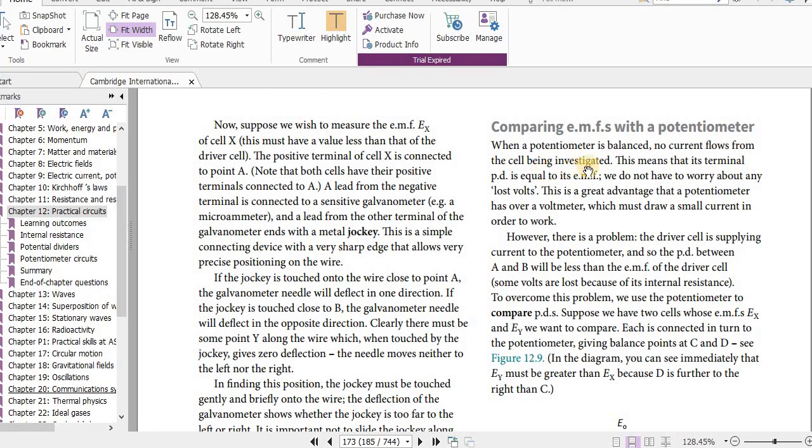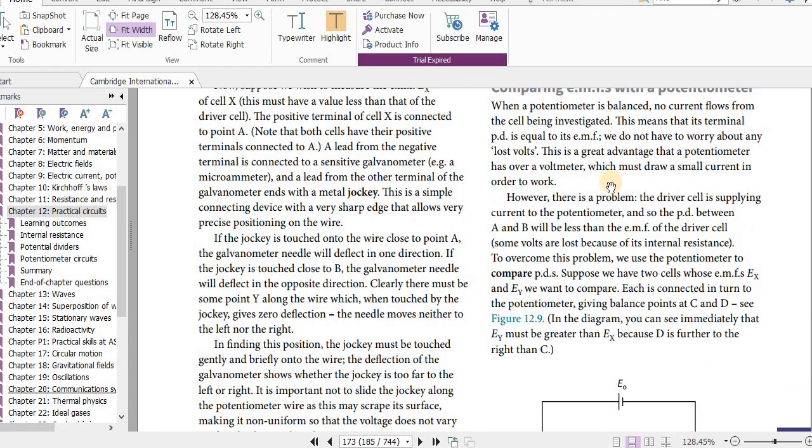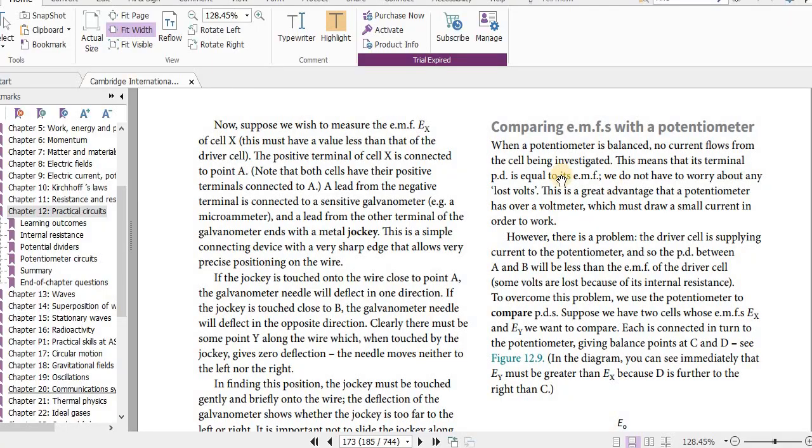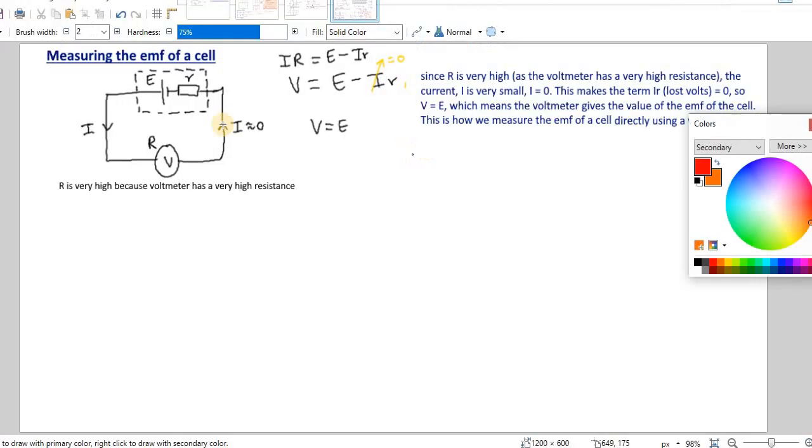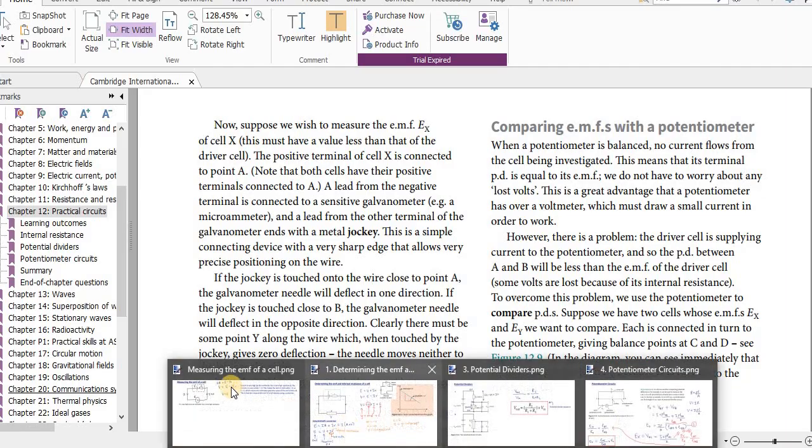No current flows through the cells being investigated. This means that its terminal potential difference is equal to its EMF. No current flow. Remember, that was the first thing we learned here. When I is approximately equal to 0, the EMF is equal to the terminal potential difference. I showed it to you in the very beginning here.